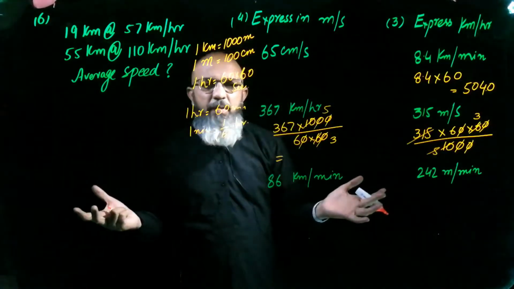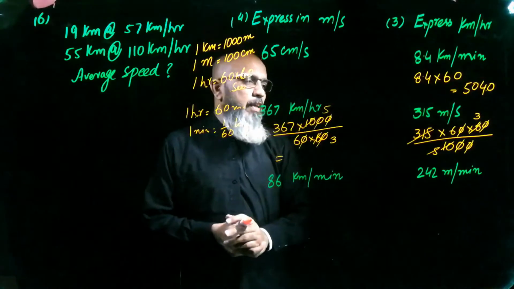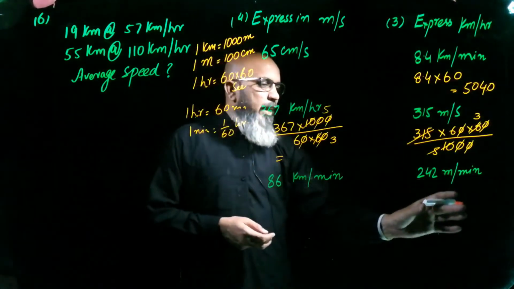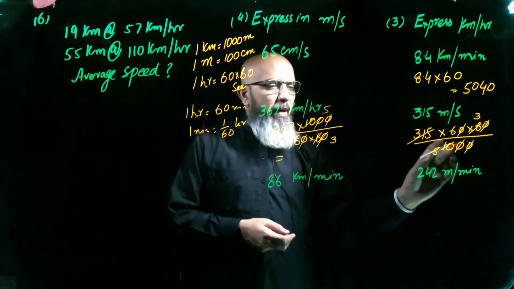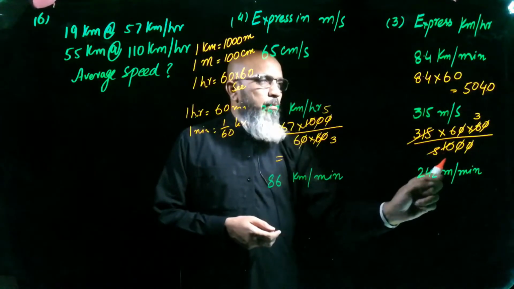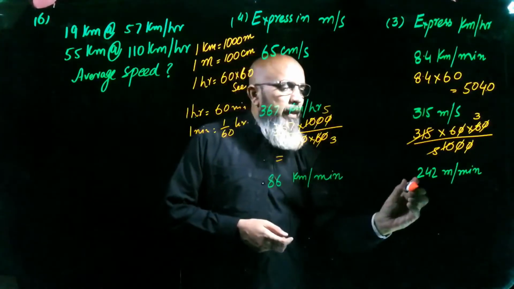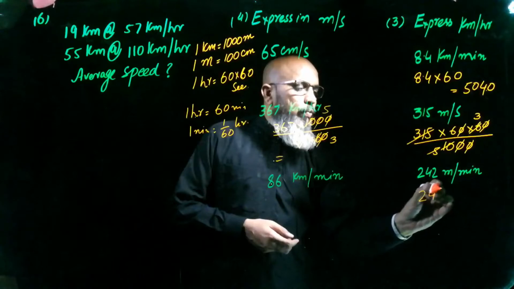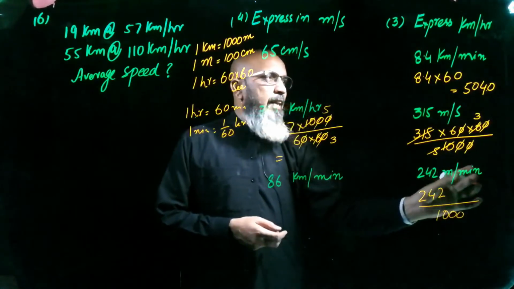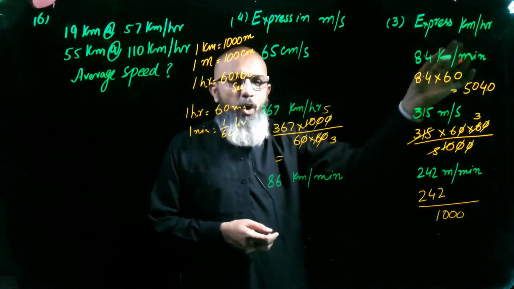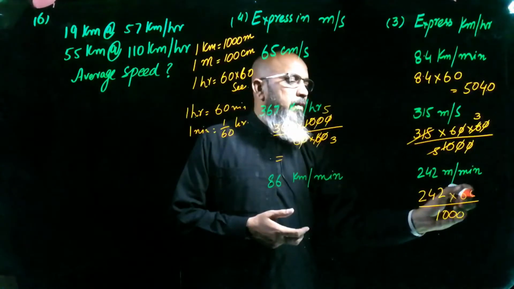These multiplications are very easy for you, so you can calculate these questions by yourself. So now come to the third part, that is 242 meter per minute. Now you have to change the smaller unit into bigger unit. So you will divide, means 242 divided by 1000, and there is a minute into hour. How many minutes in 1 hour? 60. So you will multiply with the 60.